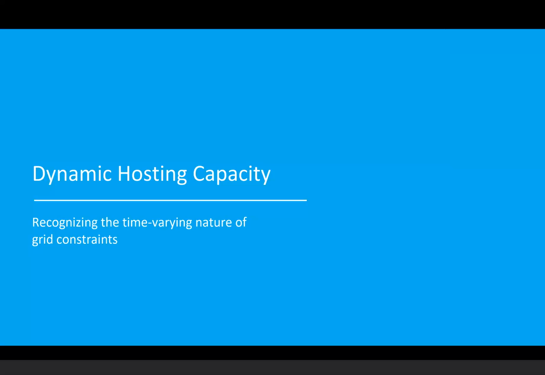So before we really get into flexible interconnection, I just want to introduce the concept of this idea that constraints on the distribution system are really time varying in nature, and that'll lead into why flexible interconnection could be a solution that makes sense. Next slide.